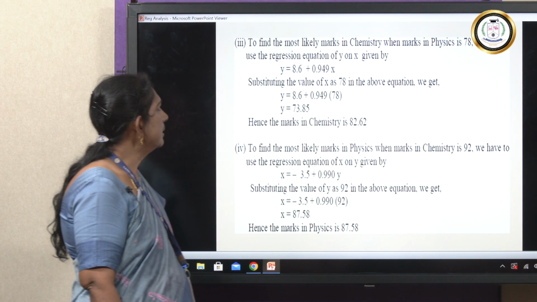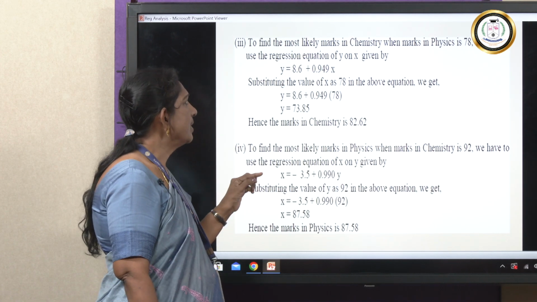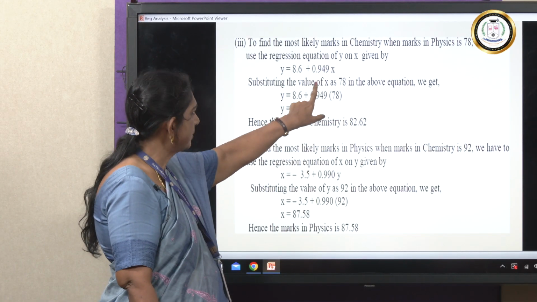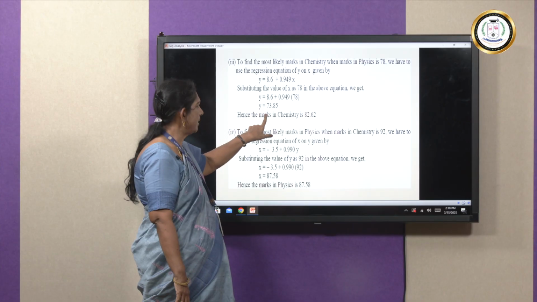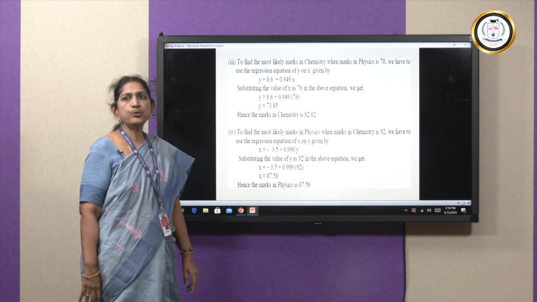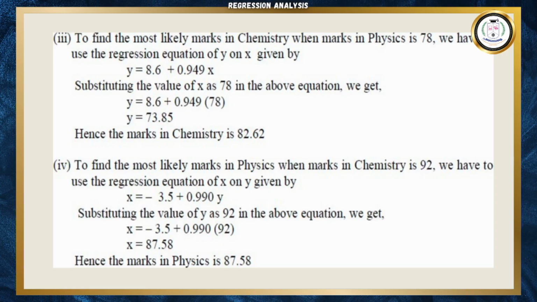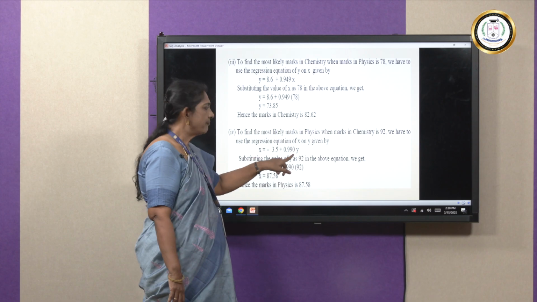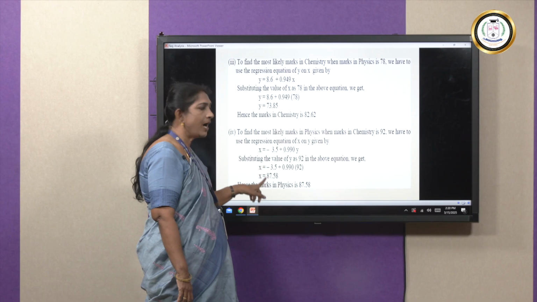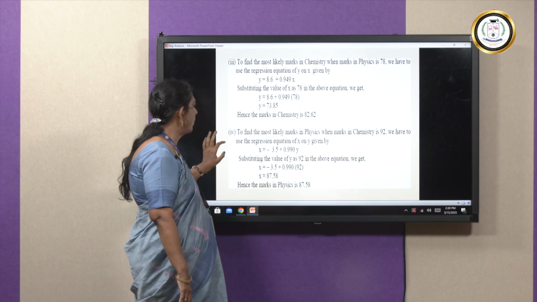The next we have to do is the most likely marks in chemistry when the marks in physics is 78. We have to use the regression equation of y on x. So instead of x, we have to substitute 78. When you substitute 78 in that, we can calculate y equal to 82.62. The next one is the most likely marks in physics when the marks in chemistry is 92. For this, we'll use the x on y equation. In that x on y equation, instead of y, we will substitute 92 and we'll calculate and get our x value, which is the marks in physics, and that is 87.58.